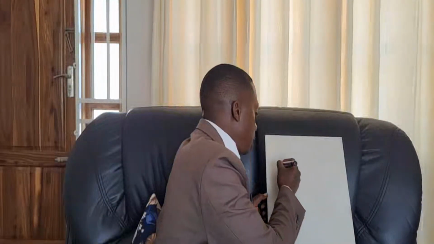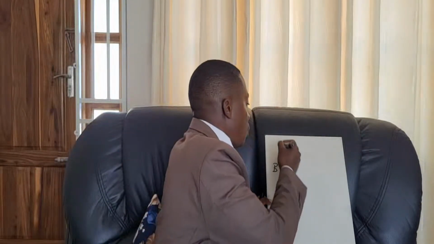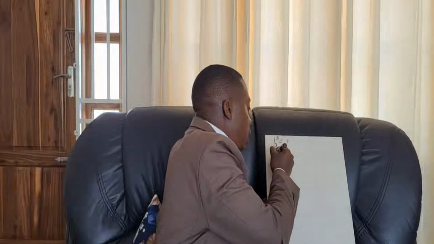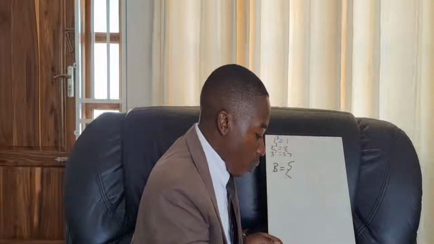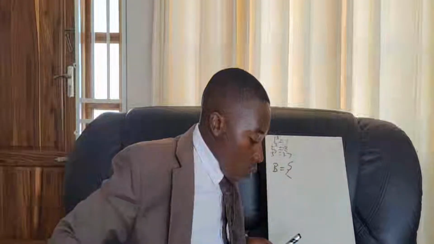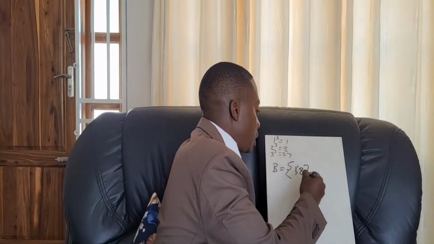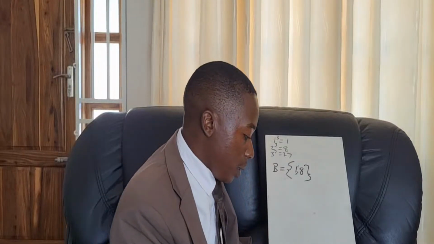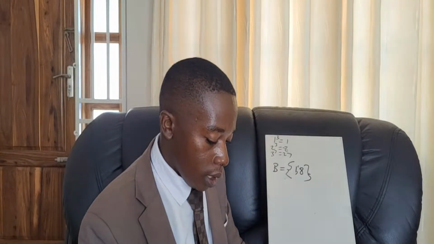So a perfect cube from 1 to 20, the first one is 1. So elements of B equals. 1 cubed equals 1, 2 cubed equals 8, 3 cubed equals 27. So elements of B here, we only have 2: 1 and 8. That's what we only have. List all elements of B.